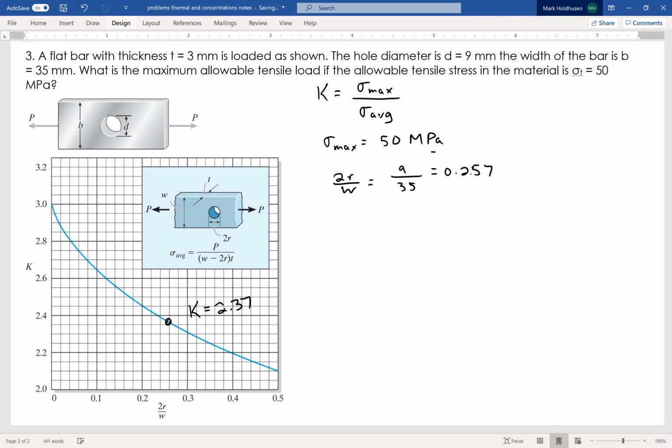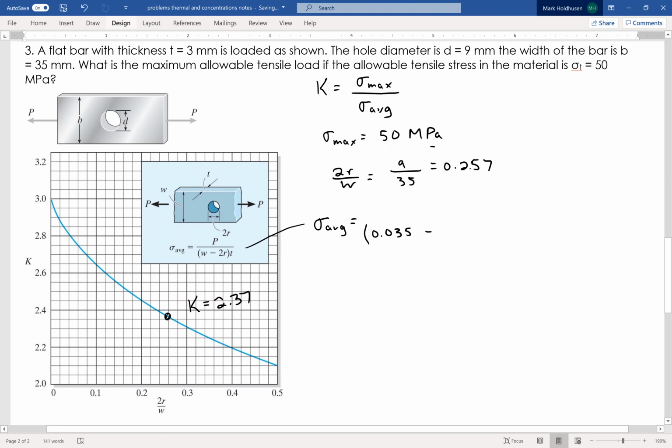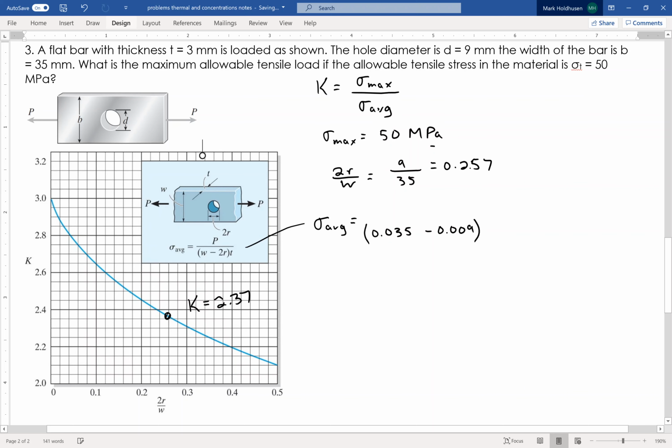Okay, so if I'm going to use K equals 2.37, I just now need to figure out sigma average, and again, that's given right here, right? So sigma average is given by that equation right there, where again P is what I'm trying to find. W is 35 millimeters, so I'll go 0.035 meters minus 2R, which is 0.009 meters, times the thickness, which is 3 millimeters.